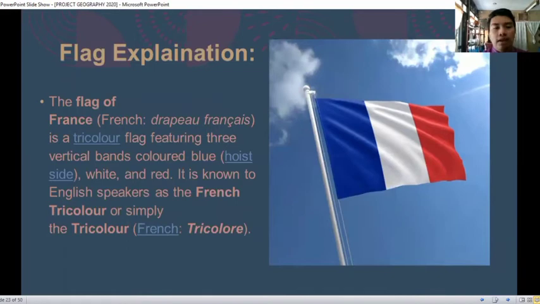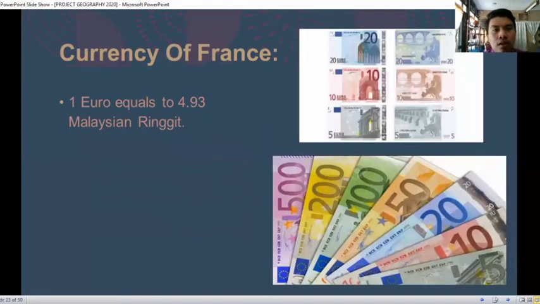Next is flag explanation. The flag of France is a tricolor flag featuring 3 vertical bands colored blue, white, and red. It is known to English speakers as the French tricolor, or simply the tricolor. For currency of France, 1 euro equals 4 Malaysian ringgit and 93 cent.